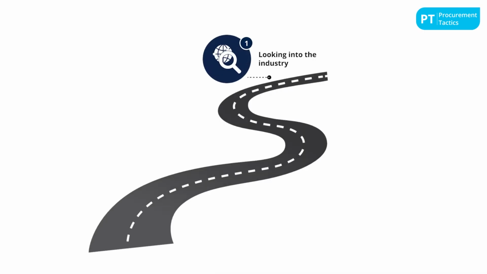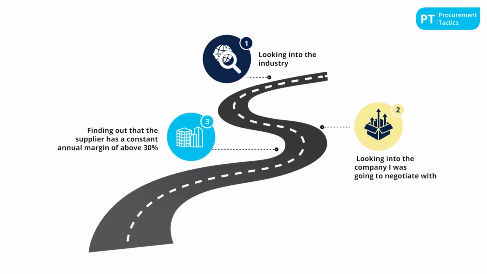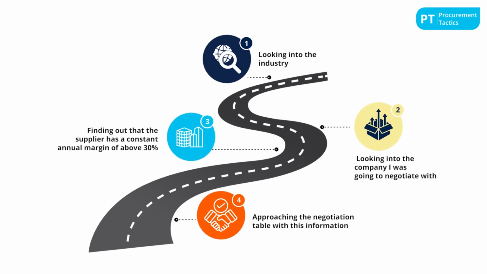Initially, I spent some time looking into the general standards and benchmarks within my industry. It's always good to know what you're walking into, right? After getting a good sense of the industry, I focused on the company we were going to negotiate with. I dug into their latest annual reports, gathering key figures like their total revenue, how much they were spending on marketing, and what their profit margins looked like. It took me an insane amount of hours of research, but it also gave me a clear picture of the financial status of the supplier I was negotiating with.